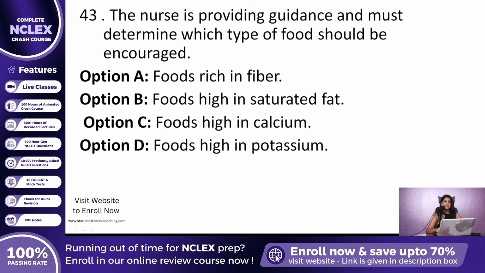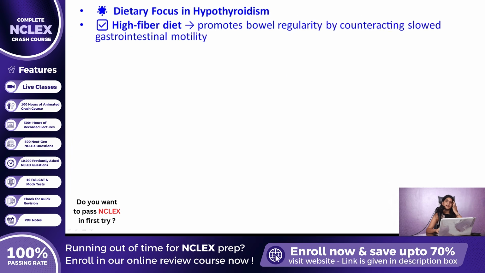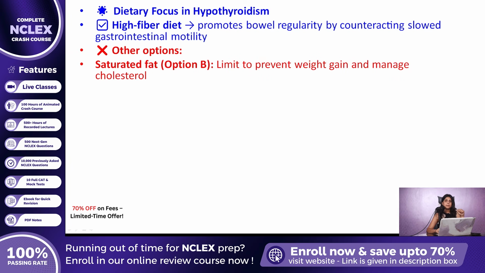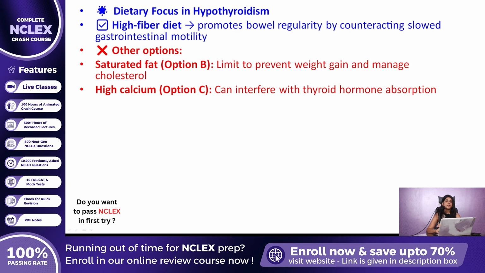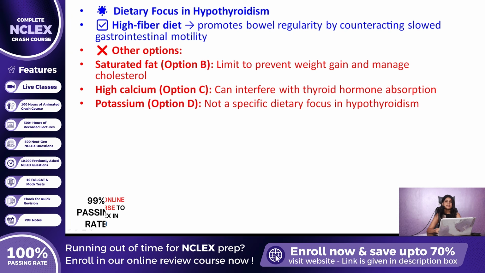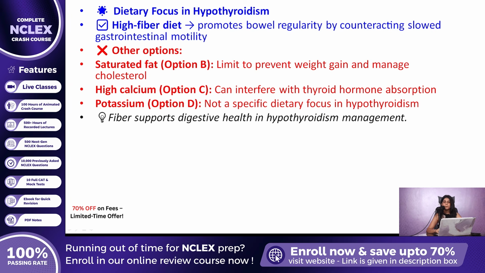The rationale is that clients with hypothyroidism often experience slowed gastrointestinal motility, leading to constipation, and a high-fiber diet helps promote regular bowel movements. Foods high in saturated fat, as in option B, should be limited to prevent weight gain and manage cholesterol levels. High calcium intake, as noted in option C, can interfere with thyroid hormone absorption. Potassium, as in option D, is not a specific focus in hypothyroidism management. The key point is that fiber supports digestive health in clients with hypothyroidism.